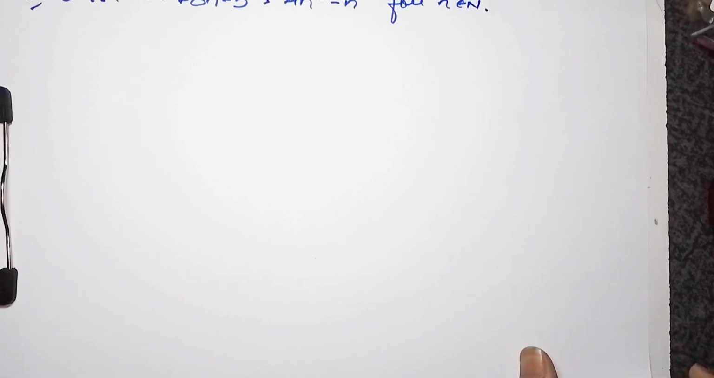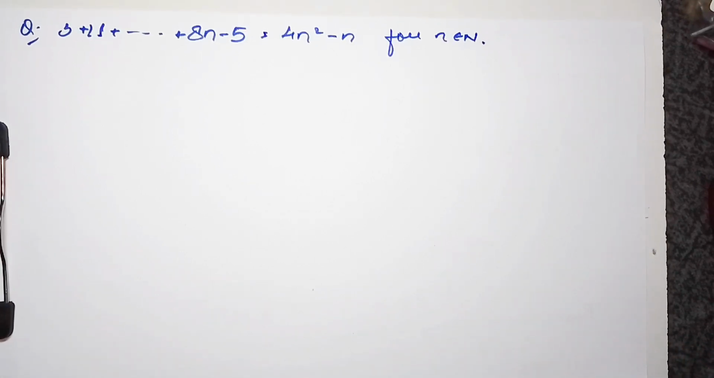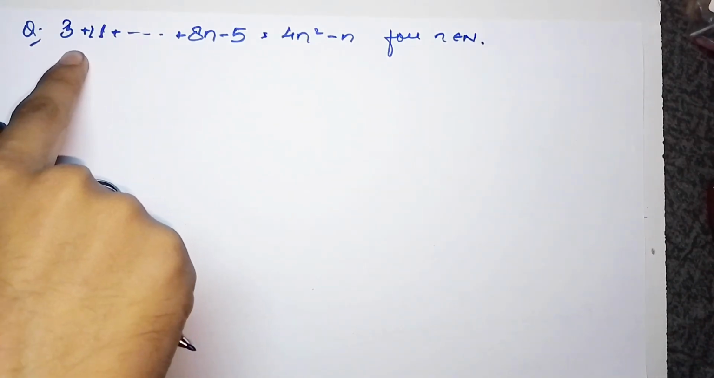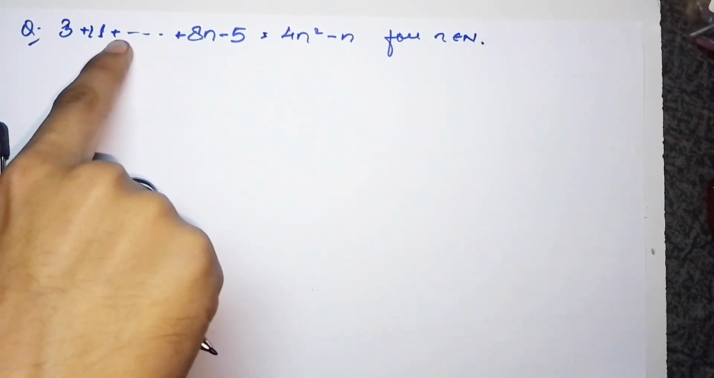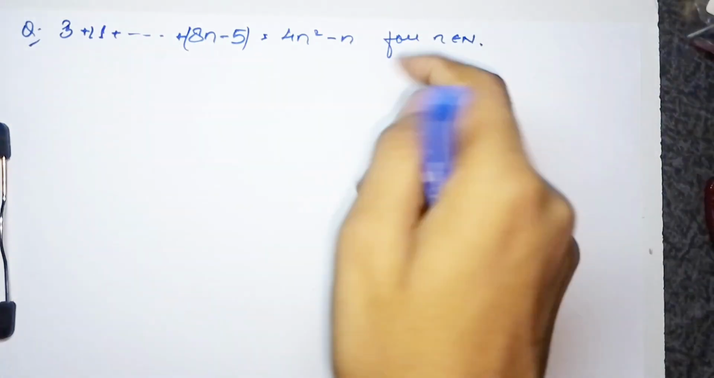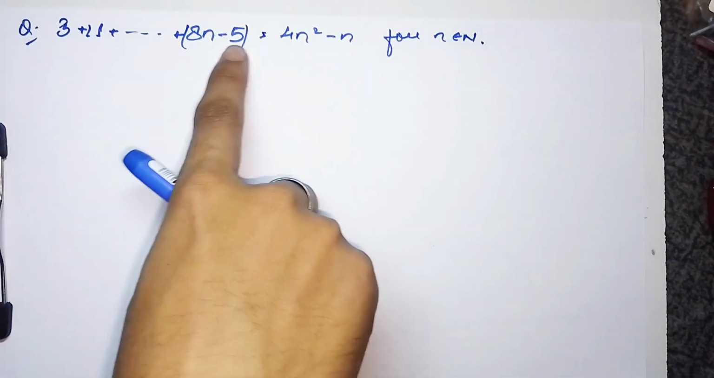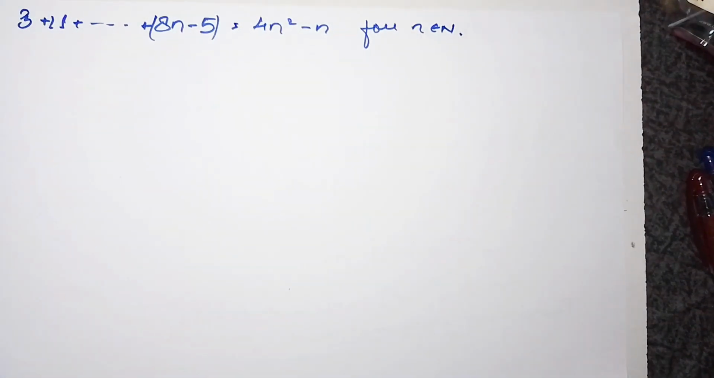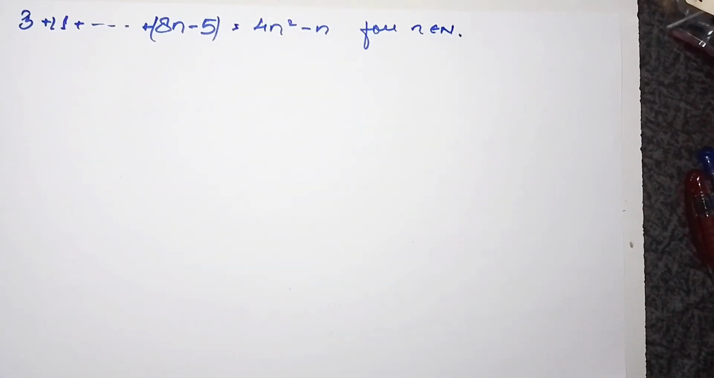Now the problem is in frame. The problem was that you have to prove that 3 plus 11 till 8n minus 5, the sum of all these numbers, is equal to 4n square minus n. I hope the question is clear to all of you, and I firmly believe that all of you can solve this particular problem.